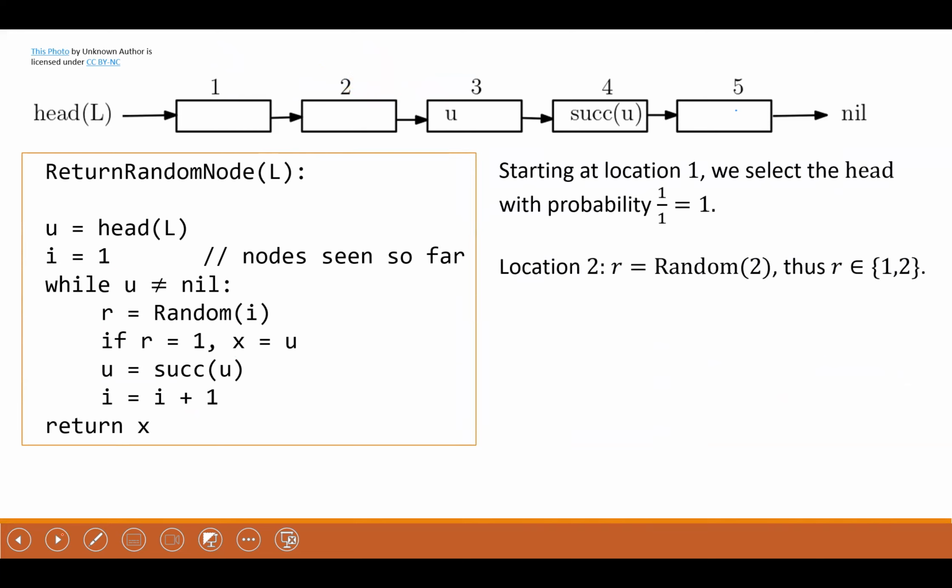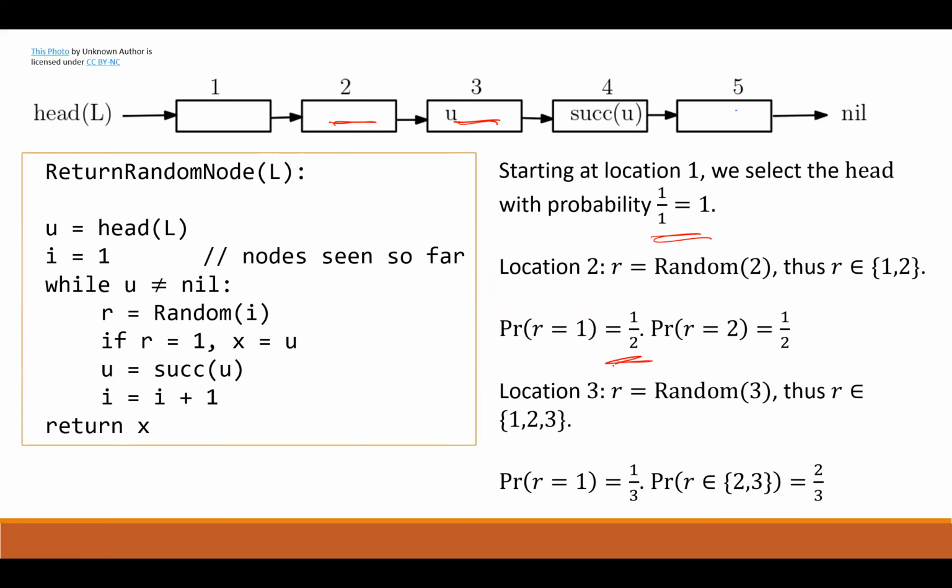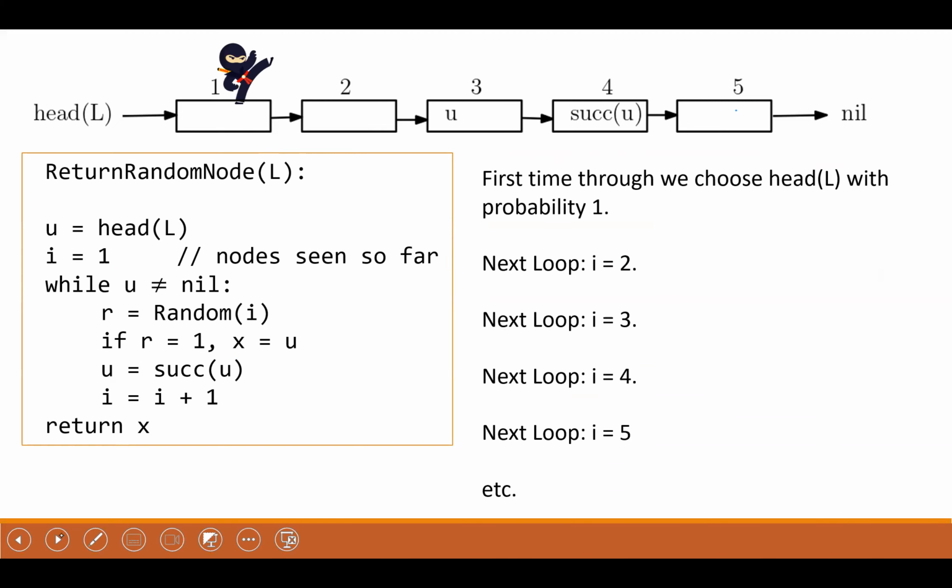Let's look at some probabilities. In the first step, of course, we select the head with probability 1. In the second step, we select whatever's in location 2 with probability 1/2. In the third step, we select whichever at location 3 with probability 1/3. And conversely to that, this is the probability that we swap. This is the probability that we don't swap. In location 3, the probability that we swap is 1/3. The probability that we don't swap is 2/3, etc.